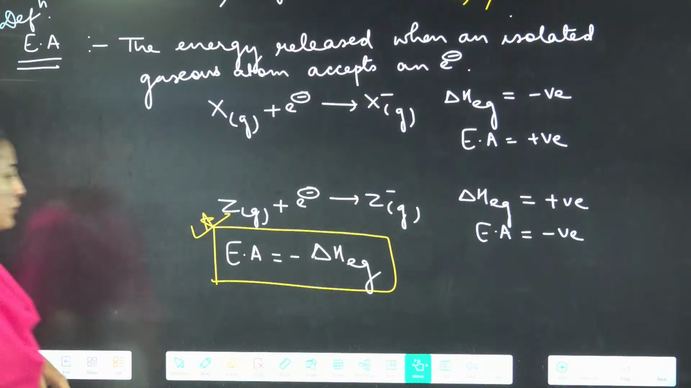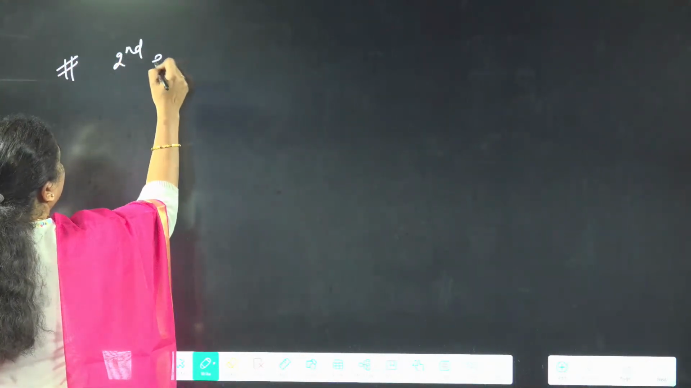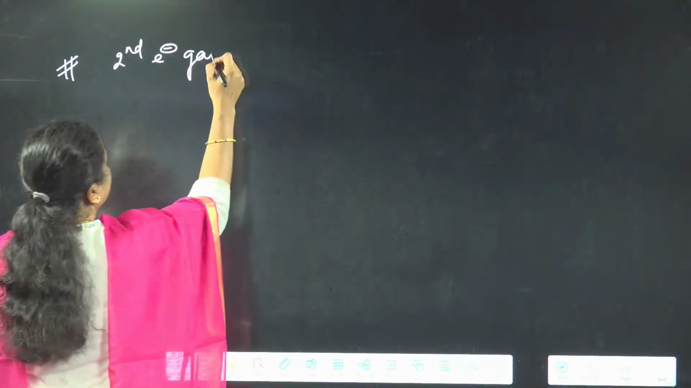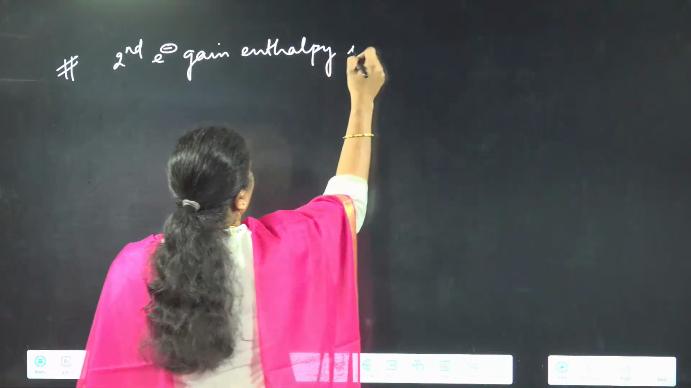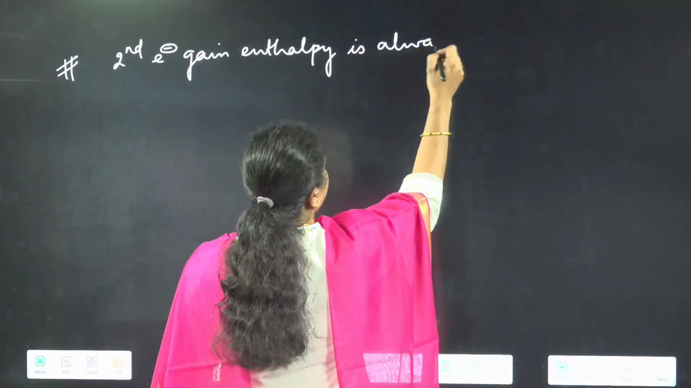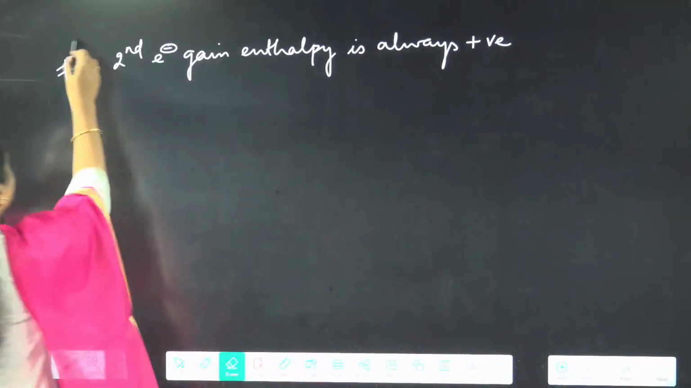Yes, hopefully people have written it. Now let us move on to the next one. Second electron gain enthalpy is always positive, right? Is always positive.